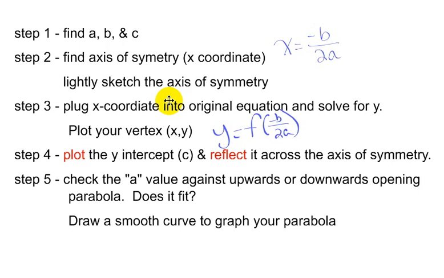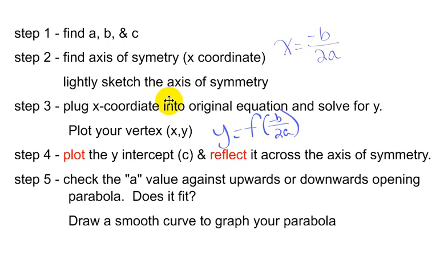So step 1 is to find your A, B, and C value. So identify A, B, and C. Step 2 is to find your axis of symmetry, your x coordinate. And how do we find that x? It's negative b over 2a. Then you lightly sketch your axis of symmetry. Lightly sketch, because you don't want to get it confused for your x and y axis.